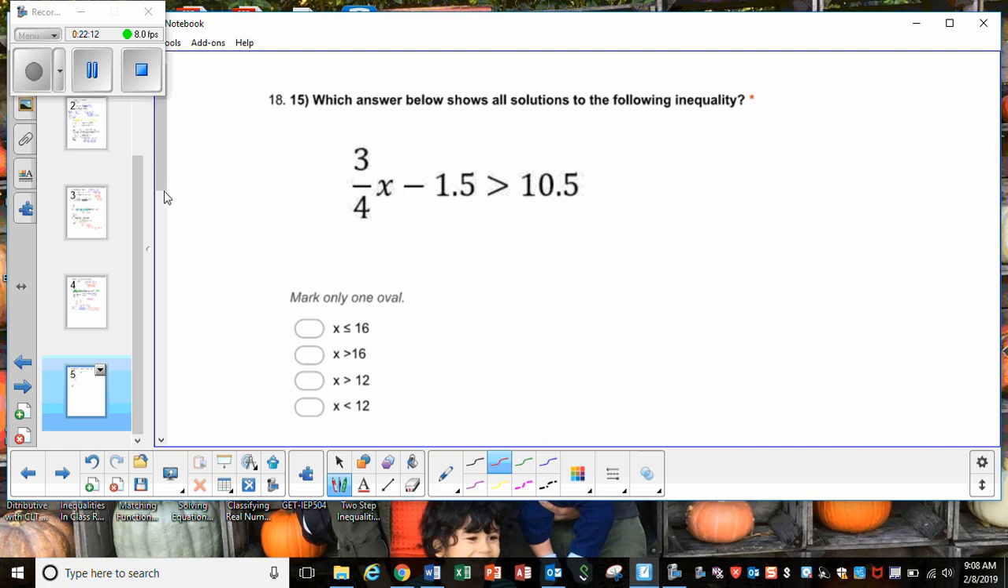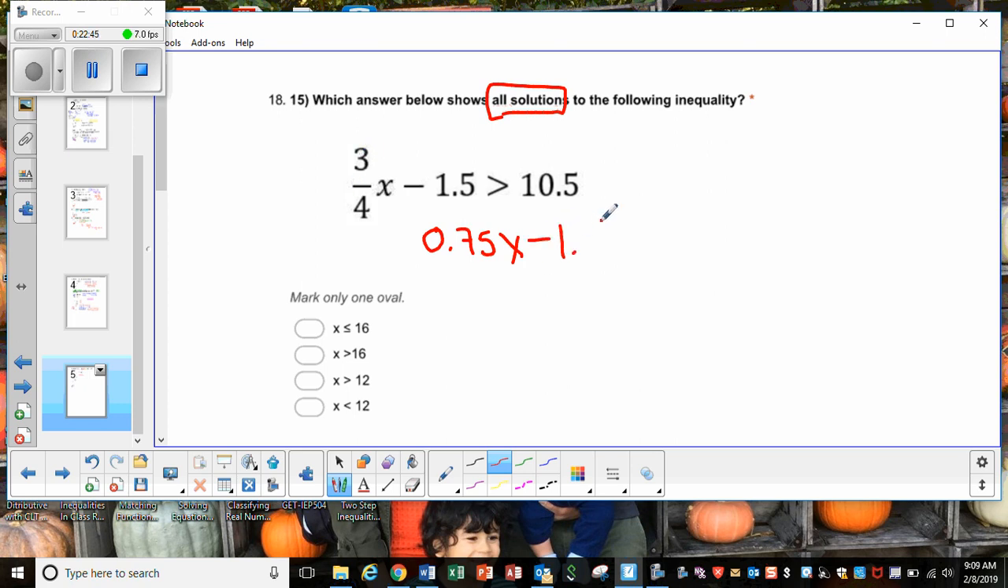All right. So the next question, and I believe, yes, the last question, is number 15. Which answer below shows all solutions to the following inequality? So this question is asking us to solve. Again, we've got a lot of decimals and fractions, but we should not be intimidated by those. Since these two are already decimals, I'm going to go ahead and make the 3/4 also a decimal. So I'm going to make that 0.75x. Again, if you do not have that memorized, you can take your calculator and do 3 divided by 4.